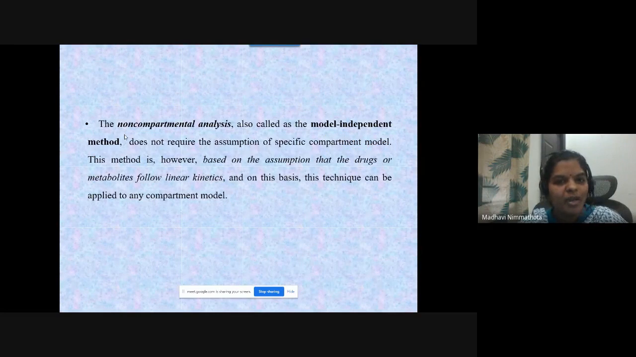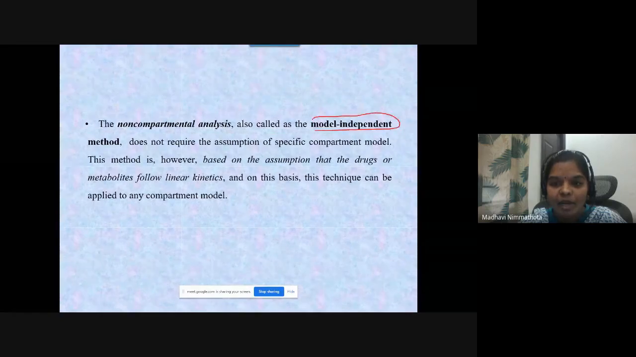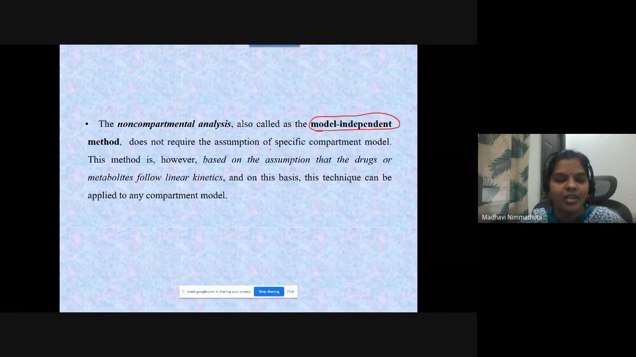So what do you mean by non-compartmental analysis? This is also called model independent. That means it doesn't follow any model, that means one compartment or multi-compartments. It doesn't assume like that. It does not require the assumption of specific compartment models, but it can be dependent on the assumption that the drugs or metabolites follow linear kinetics.